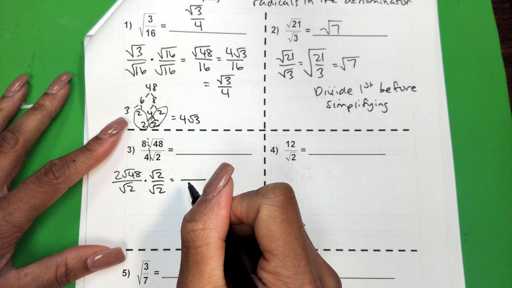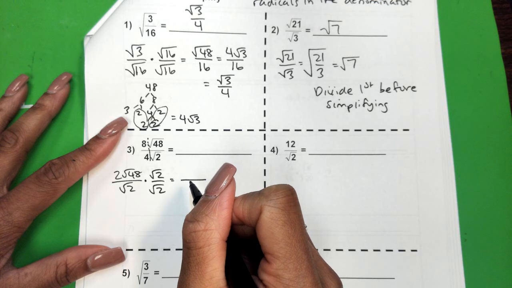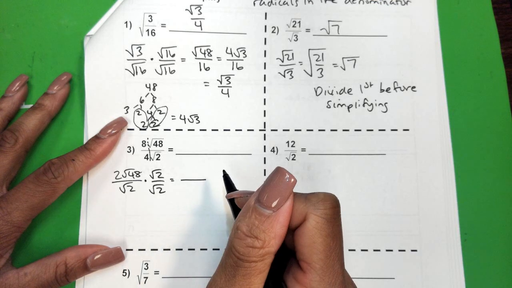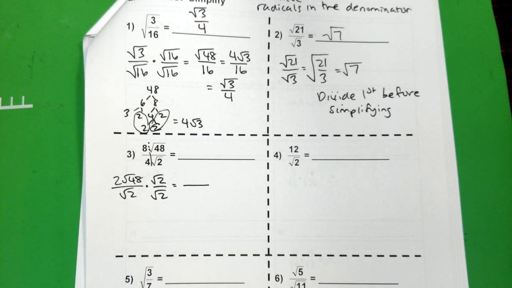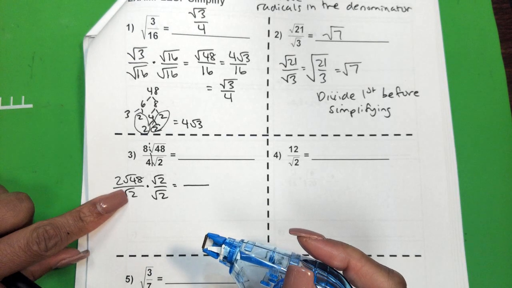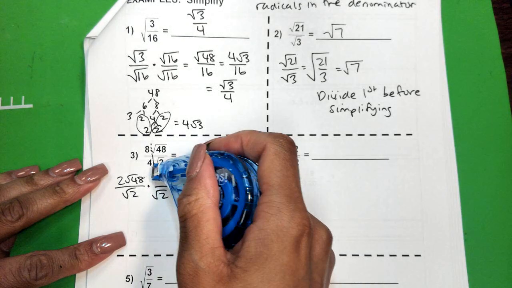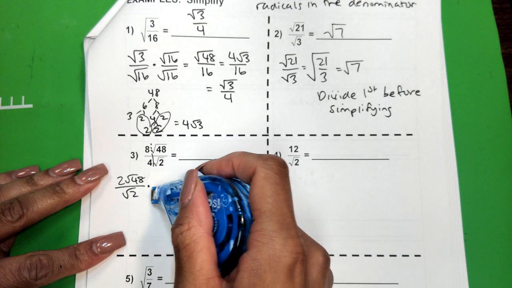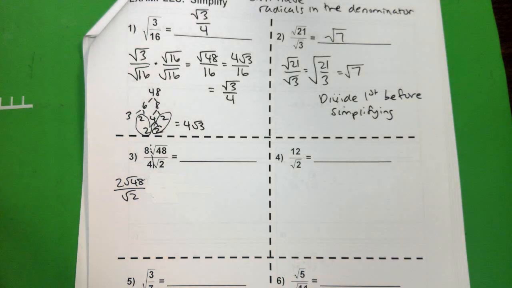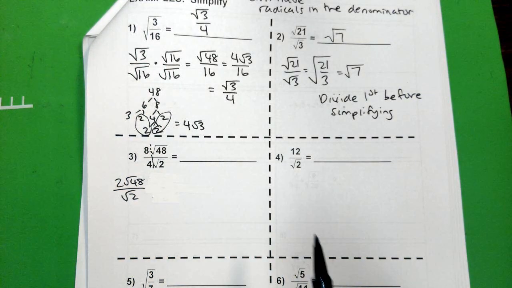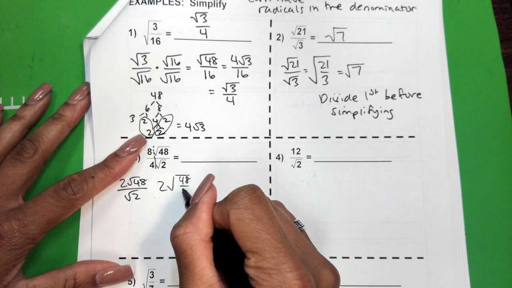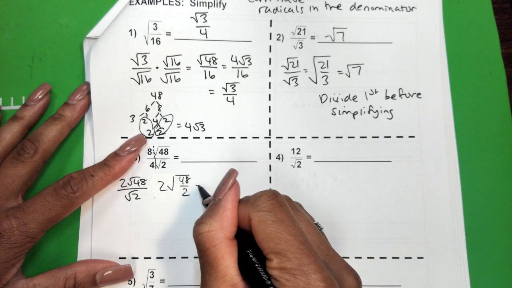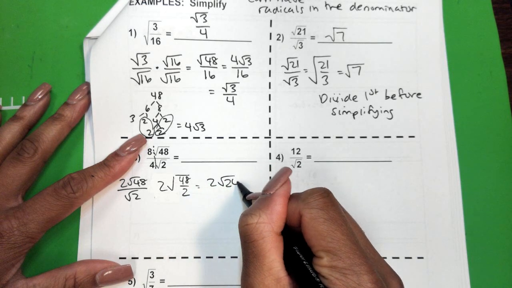So I'm left with... actually, I can reduce this. What is 48 divided by 2? So there's where I have no need to do this, because I have 48 divided by 2 already. So I do not need to multiply by the conjugate here, or by another radical. So I have 2 square root of 48 over 2, and 48 over 2 reduces to 24. So I have 2 square root of 24.